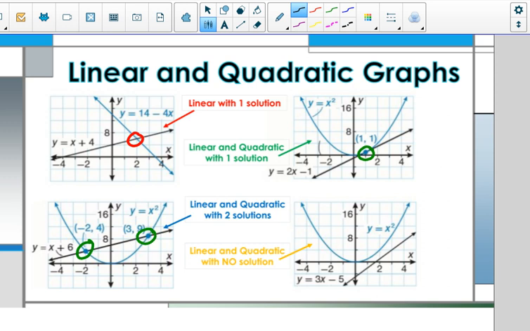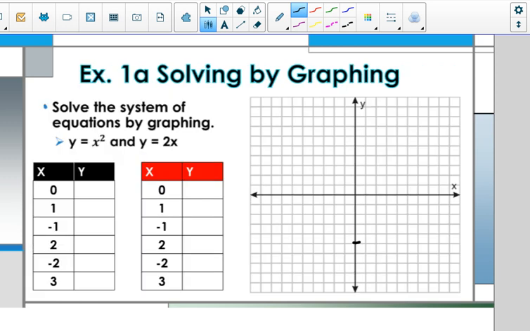Let's look at an example here. Example 1a, solving by graphing. So we're going to graph each of these equations and then find out what the solution, if there's a solution, would be. So the first one, I'm going to use y equals x squared. So square the 0, 0, square 1 is 1, square -1, 1, square 2 is 4, square -2 is +4, square the 3, that's a 9.